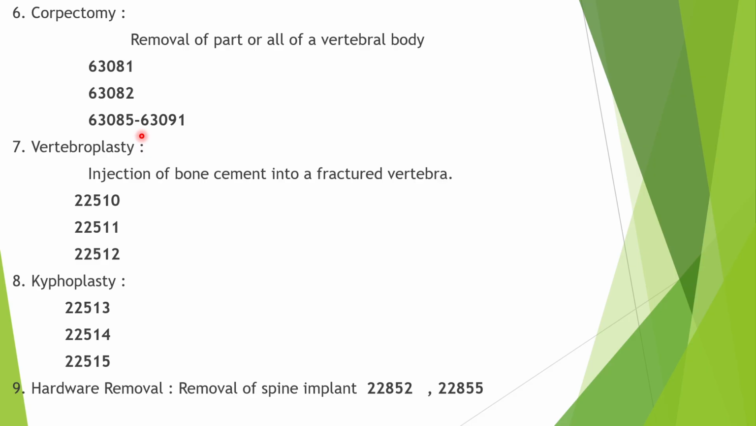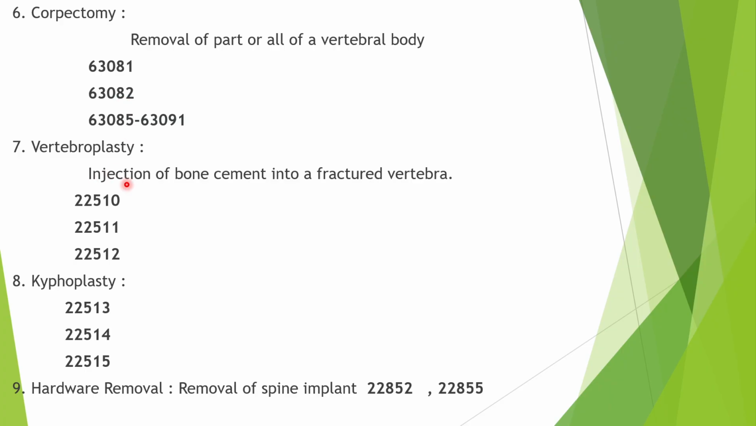So the corpectomy code depends upon the spine region: cervical, thoracic, lumbar. We have to check whether it is done for a partial vertebral body or complete, and we have to check the number of vertebral bodies removed, and the surgical approach, whether it is anterior or posterior. Okay, so this is corpectomy.